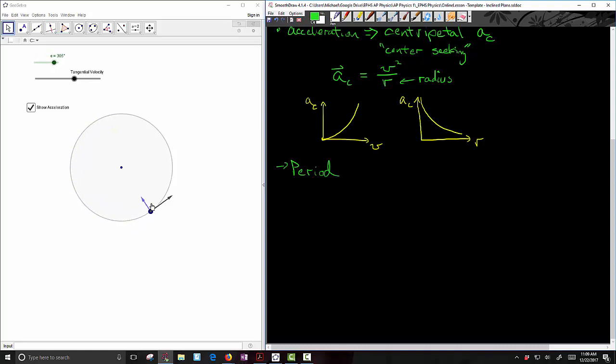The period refers to the time it's going to take the object to go all the way around. So one complete cycle. Like from there, the time it will take at constant speed to go all the way back around to wherever it started. And for period, we use big T. And the period is defined as 1 over the frequency.